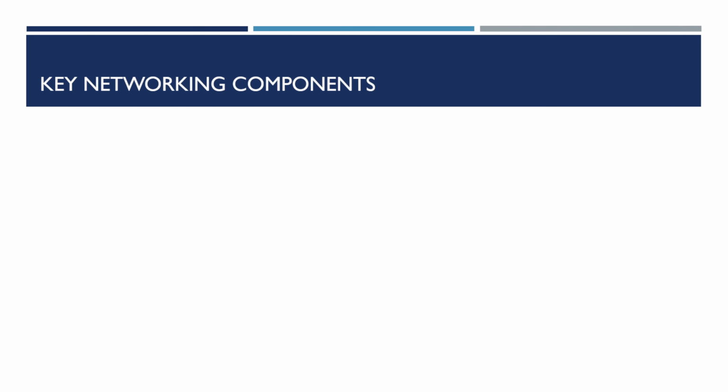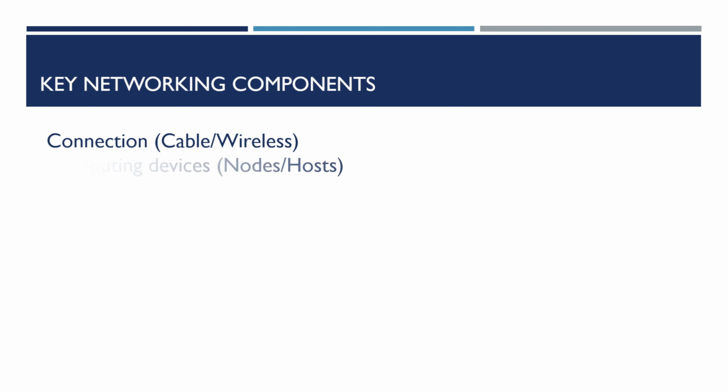What are the key networking components? What do we need for networking? Well, through that definition, we came up with a few items. We need a connection. Could be cable, could be wireless, but we need a connection. We need a computing device. Actually, we need multiple. These are often referred to as hosts or nodes. Could be any kind of a computer, printer, something like that. Router. We need a device that computes.